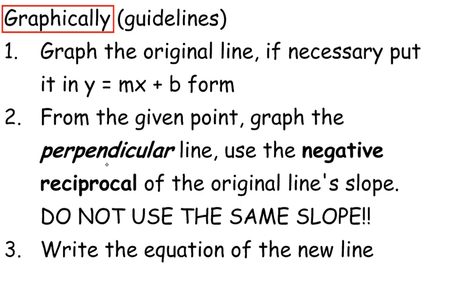By the way, these are the steps if you want to do it graphically. These are the steps I just followed. So you want to graph the original line, the way we just did it. And then from the given point, for us it was (2, 5), you want to graph the perpendicular line and use the negative reciprocal of the original line's slope. Do not use the same slope. So for us, that was -1/2. And then you want to write the equation of the new line.